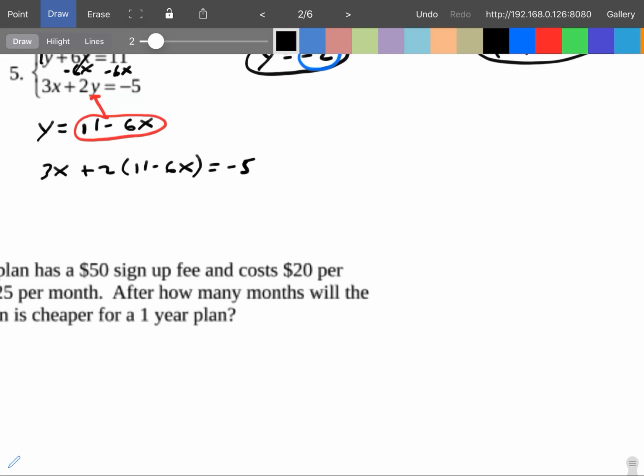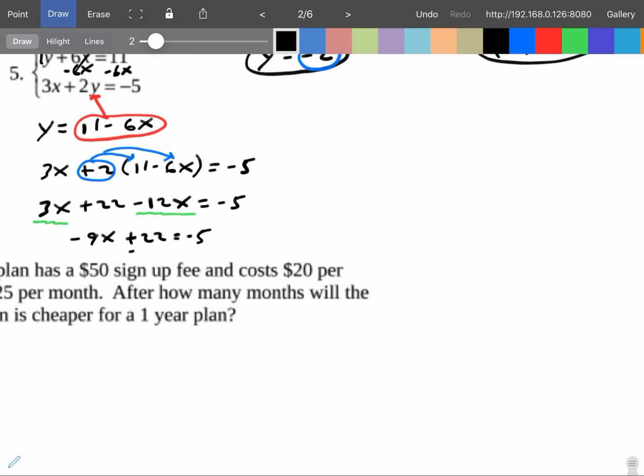So you're going to distribute this positive 2 onto both of those terms. So let's do that. So that gives us 3x. Then we got a positive 2 times a positive 11. That's a positive 22. And then we're going to do a positive 2 times a negative 6x. That's a negative 12x. And then that equals negative 5. And then I'm going to combine like terms over here on the left-hand side. I've got 3x's, take away 12x's. So that gives me negative 9x's plus 22 equals negative 5.